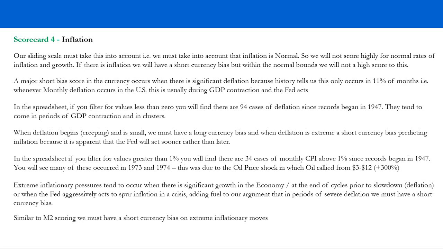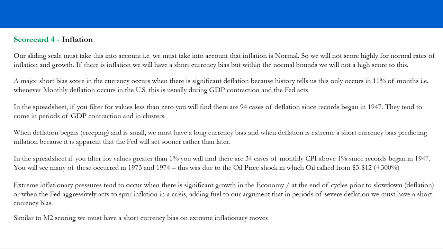So if you filter for values of less than 0 in the spreadsheet, you're going to find that there's 94 cases of deflation since records began in 1947. And they tend to come in periods of GDP contraction, and they tend to come in clusters. And when deflation begins creeping and it's small, we tend to have a long currency bias. And as just mentioned, when deflation is extreme, a short currency bias, predicting inflation in the future, because it's apparent that the Fed will act sooner rather than later.